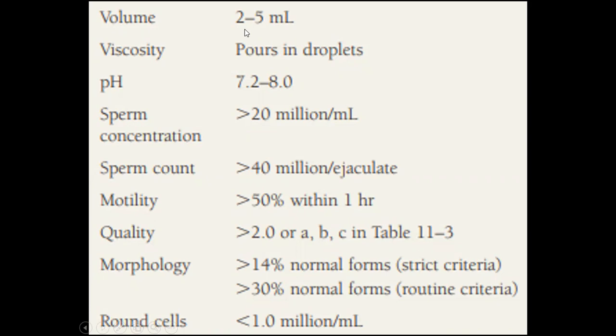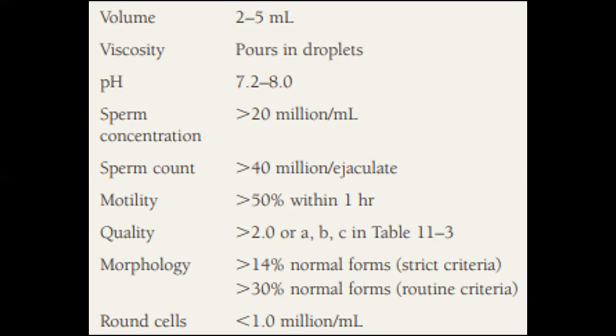The volume will tell us many things. For example, if you have collected a volume of less than 2 ml, that would mean the patient had inadequate sexual abstinence. Or it might be a case of retrograde ejaculation. I'll give that as an assignment to you. You have to read on that.